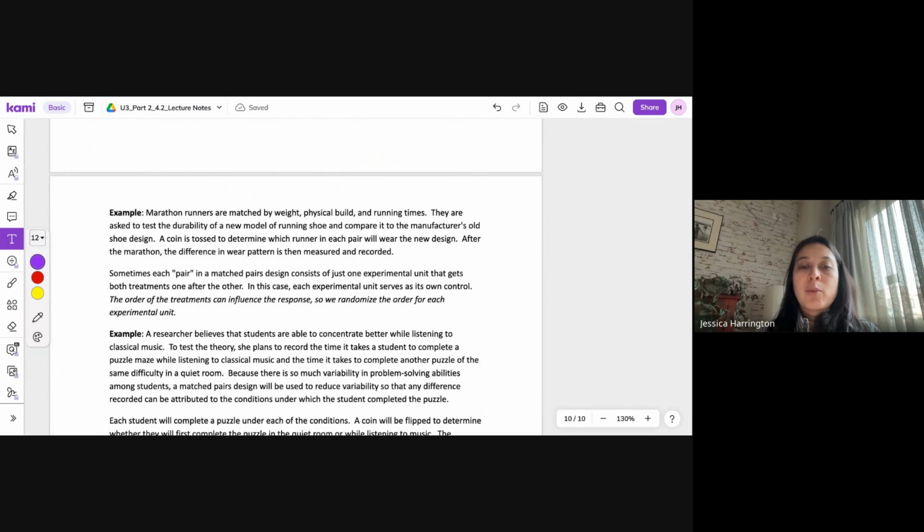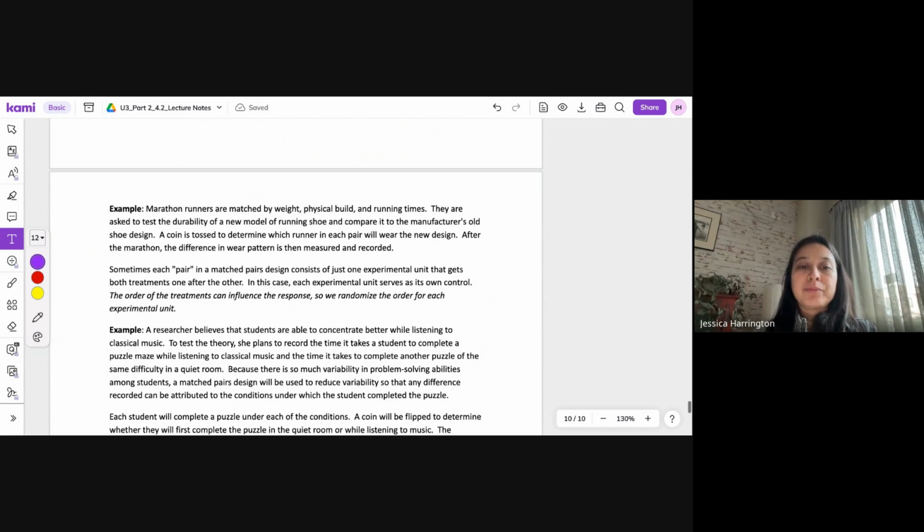So let's look at this one. Marathon runners are matched by weight, physical build, and running time. So they've put pairs of runners that have those similar attributes, and they're asked to test the durability of a new running shoe and compare it to the old shoe design. They toss a coin to see which runner will get the new design versus the old design of the shoe, and then they look at the difference in wear pattern, okay?